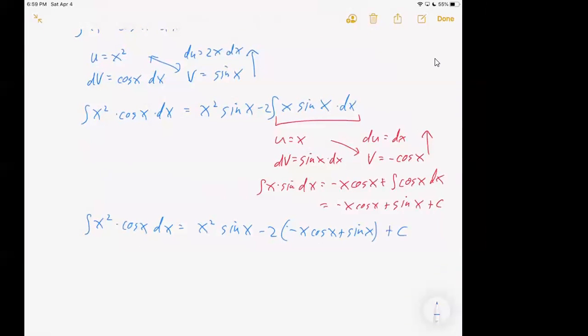I'm just going to tack a new c, I'll call that one c1. So this will be my final constant right here with a little distribution, x squared sine x plus, did I get this right? Let's see, plus 2x cosine x minus 2 sine x plus c. So there we have the answer.